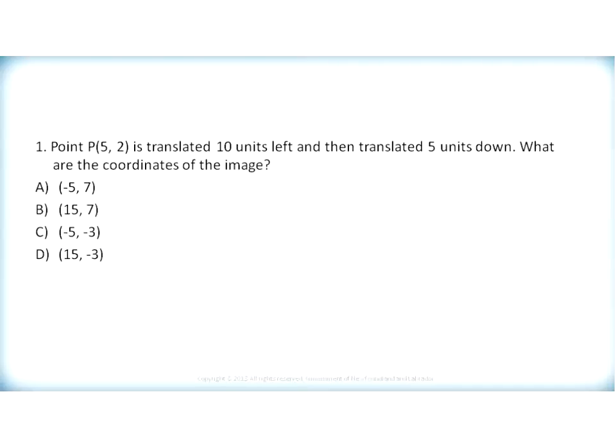So our first question is multiple choice. Point P(5, 2) is translated 10 units to the left, and then is translated 5 units down. What are the coordinates of the image? Is it A, (-5, 7), B, (15, 7), C, (-5, -3), or D, (15, -3)?